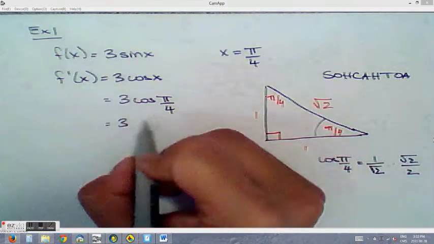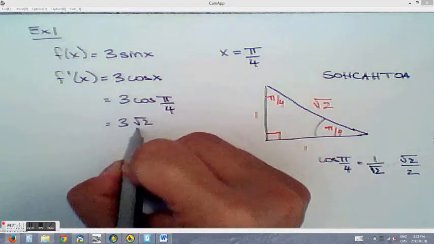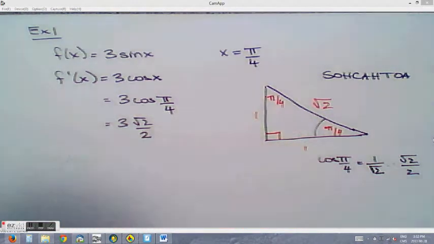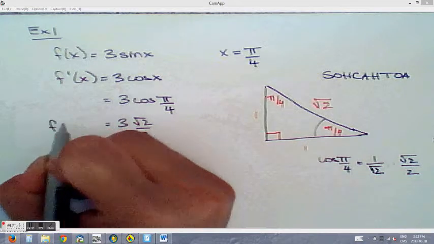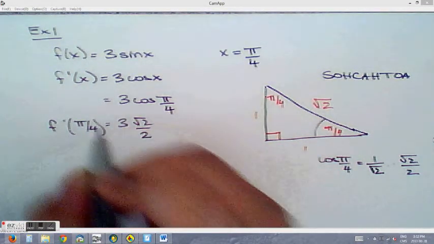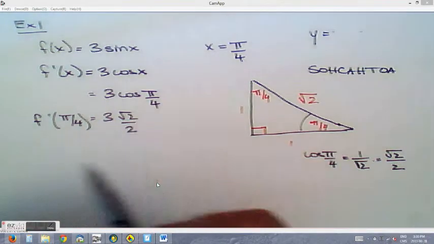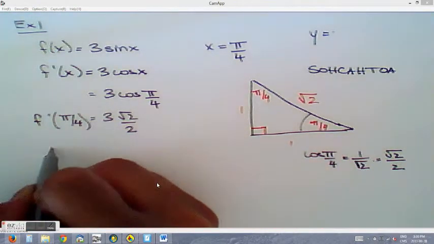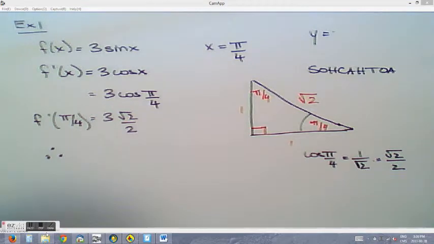So 3 root 2 over 2, and that would be my slope at pi over 4. Of course, to finalize, you would just then give me a therefore statement, and I'll let you do that.